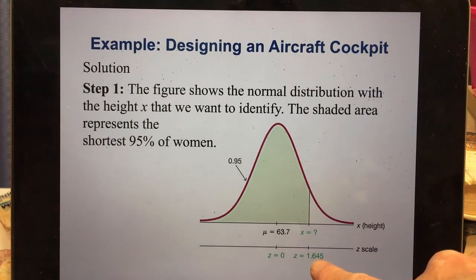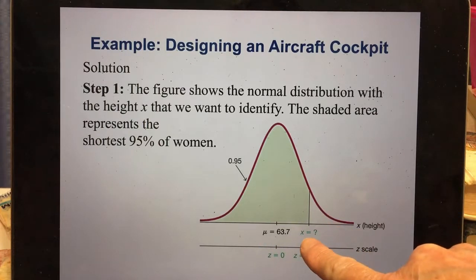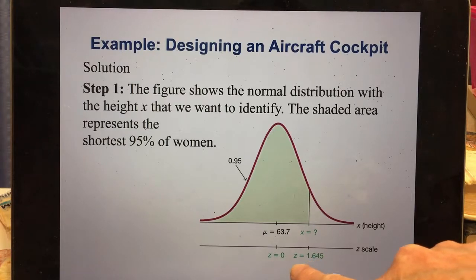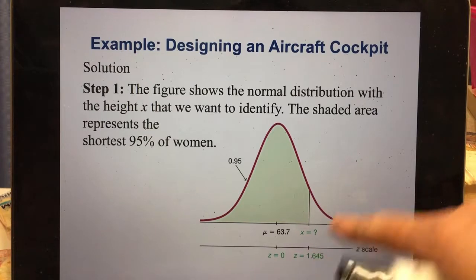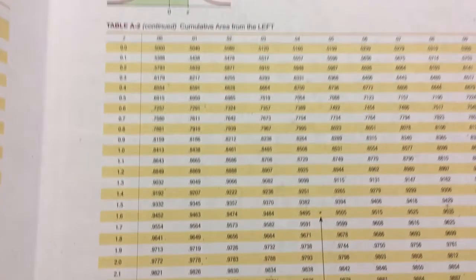Our standard deviation is 2.9, which I have on the board. And we're looking for what is the x value that is going to go with the z-score here. Now, where did they get this z-score? I'm going to show you in just a minute. All right, so we are on the positive side of our z-score chart.